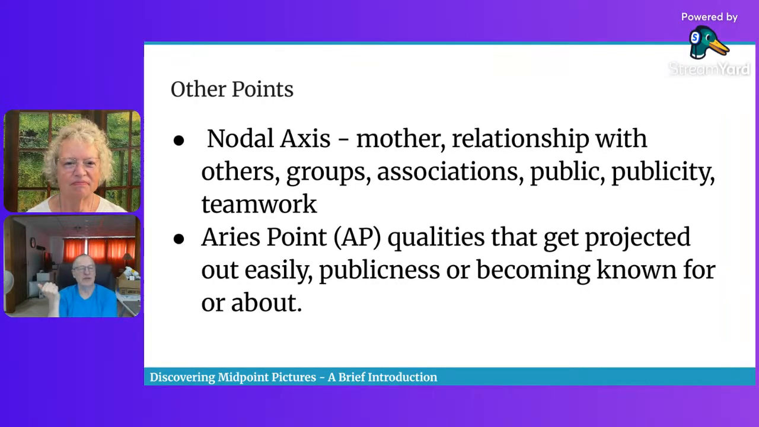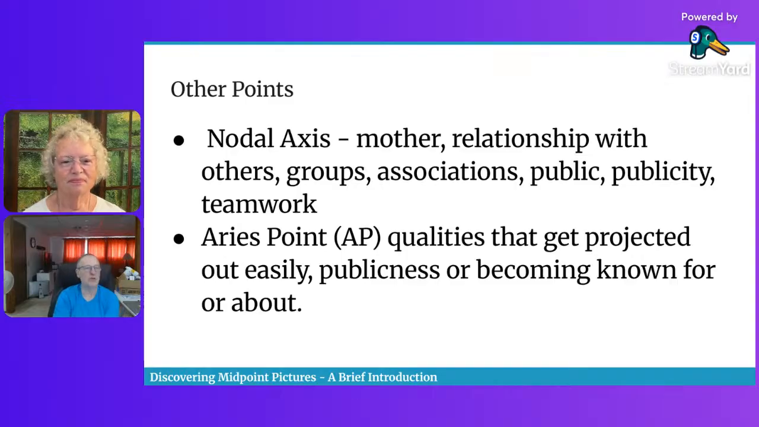So the other point that we want to look at is the nodal axis. In a natal chart, the nodal axis, when you're young, has to do with the mother or the maternal influence, positive or negative. If there is a close square, conjunction, or opposition to the nodal axis, then in your consultation you're going to have a conversation one way or another about the mother.